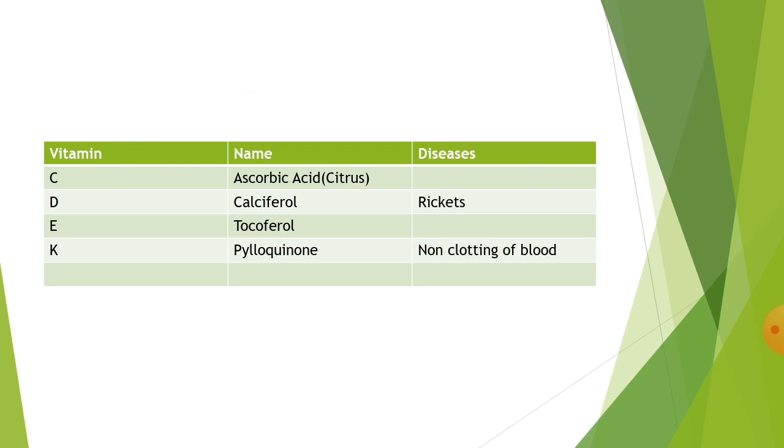So C is an acid, as it is water soluble, and all the acids are soluble in water. So it is ascorbic acid, and all the sources which are citrus, in all those sources you can find this ascorbic acid. Next is D, that is calciferol. It could mostly be found in the rays of the sun, and the disease which you get is rickets.